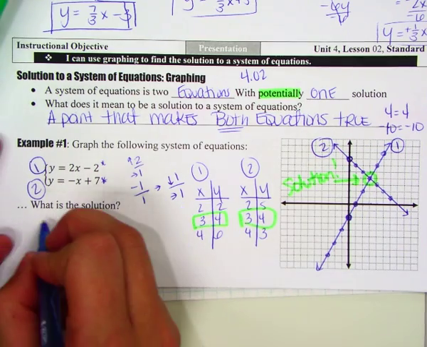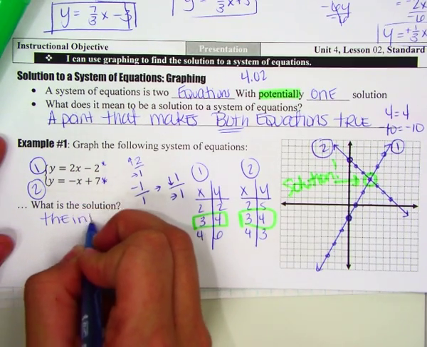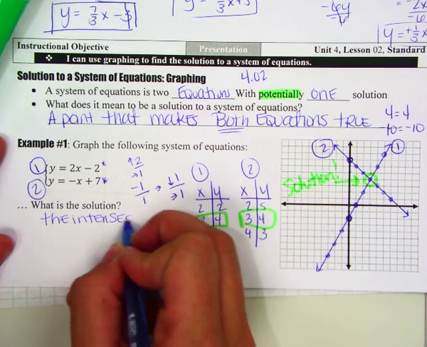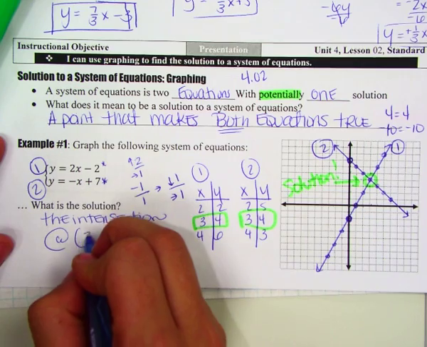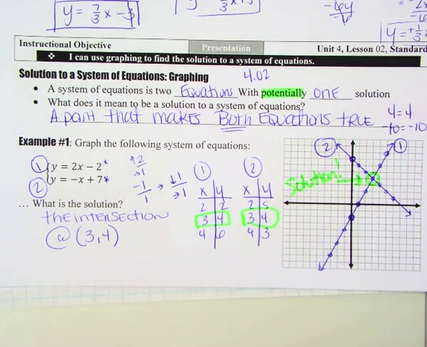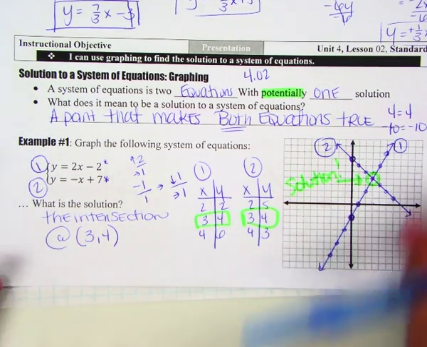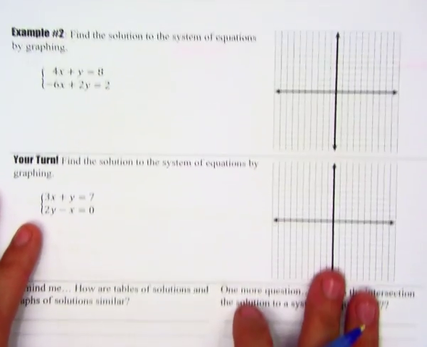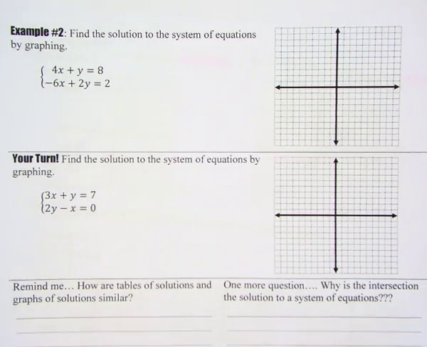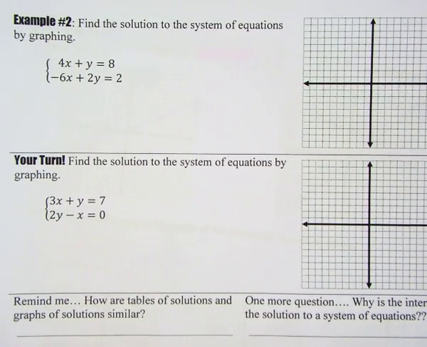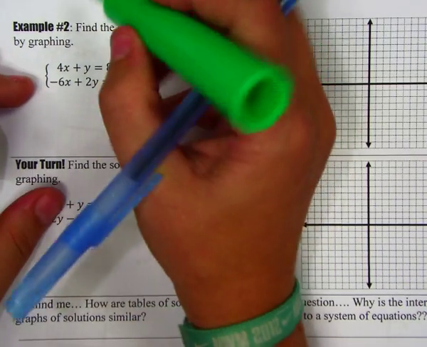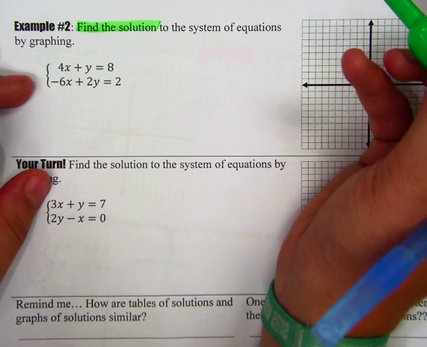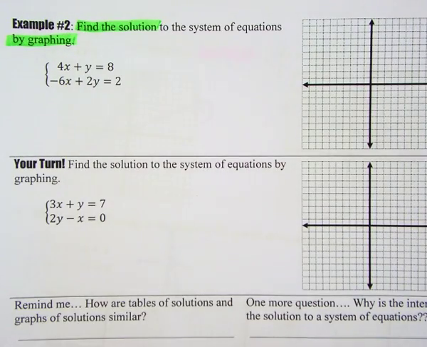So what is the solution? The intersection at 3, 4. That's the solution because that's the one point that would make both true. Moving on, example number 2. Okay, now this is the same thing except if we look at these equations, they're not in slope-intercept form. So we're going to find the solution by graphing.